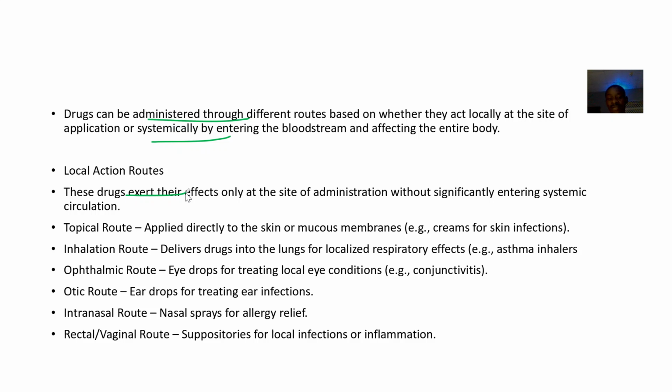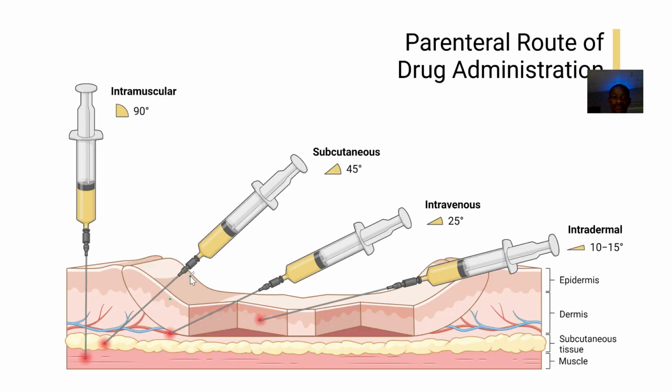So let me say drugs administered on the skin, that's topicals, inhalational, and ophthalmic routes, okay, that's eye drugs for local eye conditions like conjunctivitis. Otic route, that one is through the ear for ear infections. Intranasal route, that's nasal stuff, you know. Rectal and vaginal, like you're putting it through the anus or through the vagina, you know.